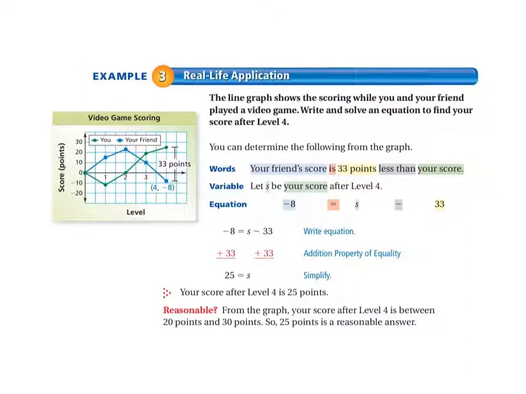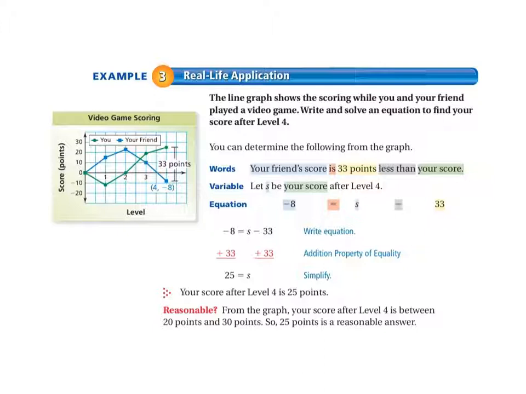Let's take a look at example 3, a real life application. The line graph shows the scoring while you and your friend played a video game. Write and solve an equation to find your score after level 4. You can determine the following from the graph. So the words are your friend's score. If we look at your friend's score, that's in blue, is 33 points less than your score. So they show that on the graph right here. And I'm going to undo that so we can see the rest. And it says, let S be your score after level 4.